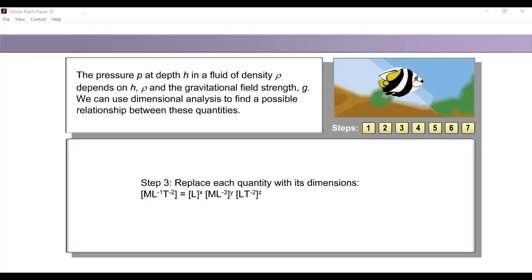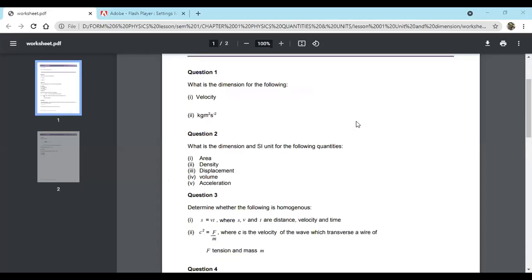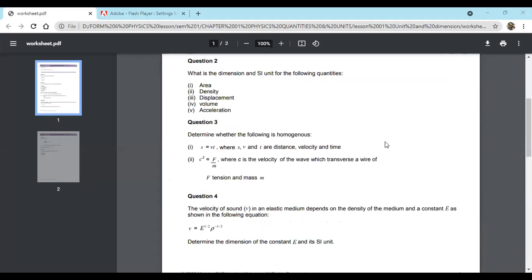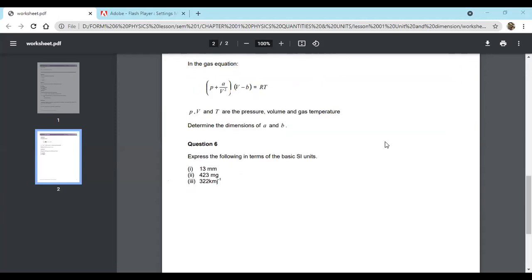Okay, here I share the screen. This will be worksheet 1, Unit and Dimension. You try to solve the questions on unit and dimension. Later, I will post the answer. You solve the questions first, then you check the answer yourself. Okay, so we stop the lesson here and we continue again next lesson.